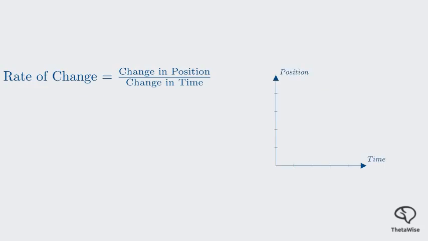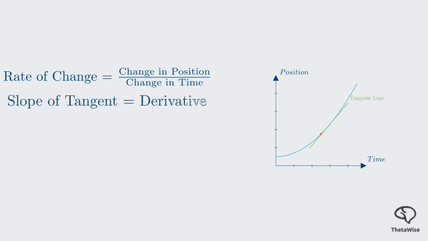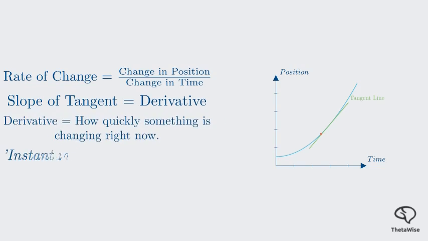In math, we often represent things with graphs. A derivative is simply a way to measure how steep a graph is at a single, specific point. We call this line, that just grazes the curve, a tangent line. The slope, or steepness, of this line is the derivative. So, whenever you hear the word derivative, just think, how fast is this changing right now? It is the instantaneous rate of change.